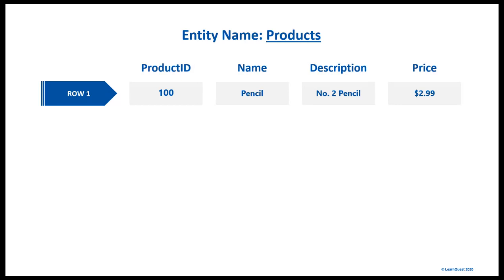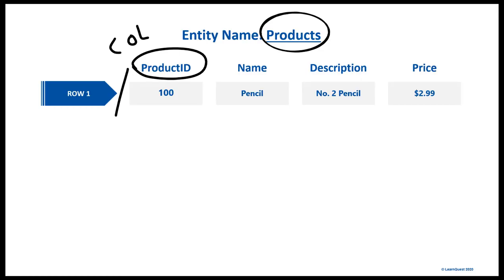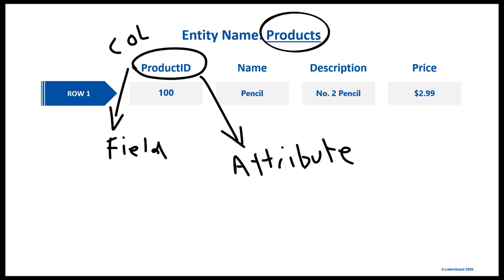As you already know, products can also be referred to as an entity. Product ID is a column, but it can also be referred to as a field. Okay? It can also be referred to as a field. In addition to a field, it can also be referred to as an attribute. So to say column or field or attribute really means the same thing. It just depends on who you're speaking to.